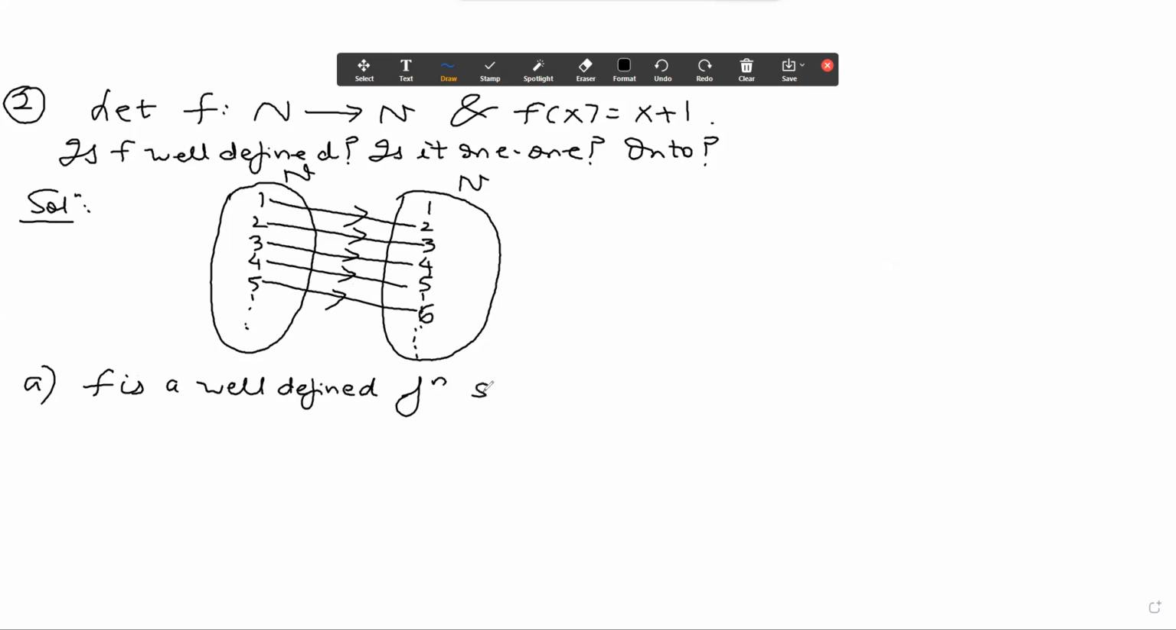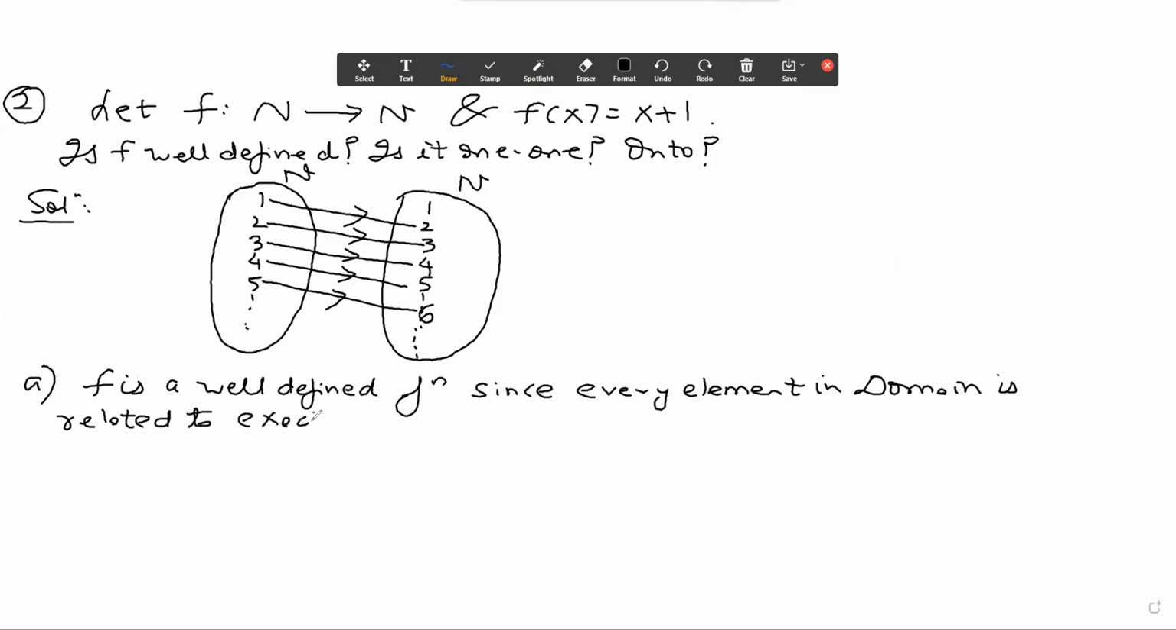Why? Since every element in the domain is related to exactly one element in the codomain.